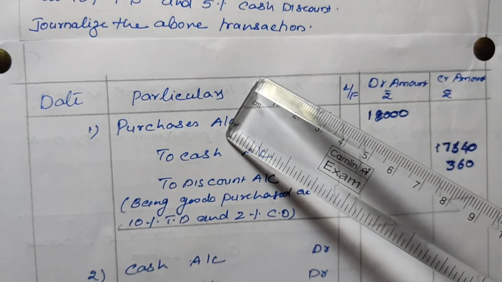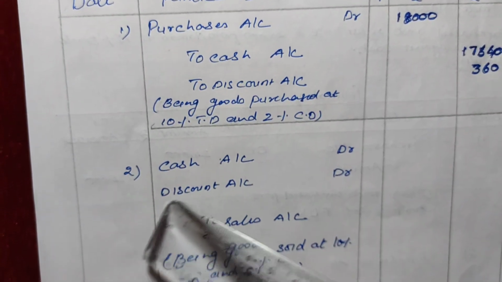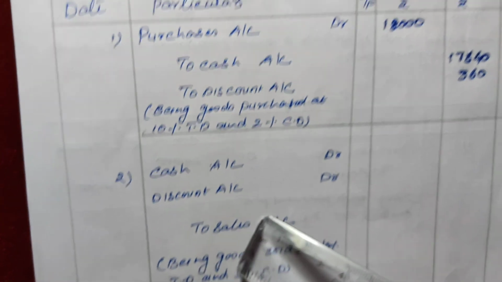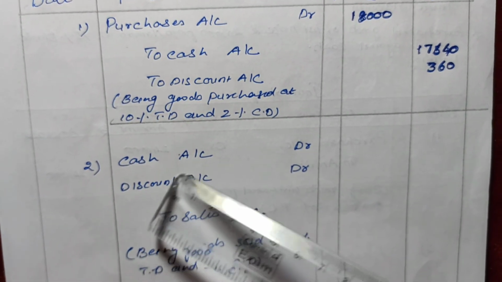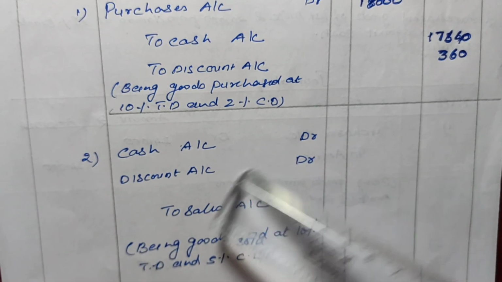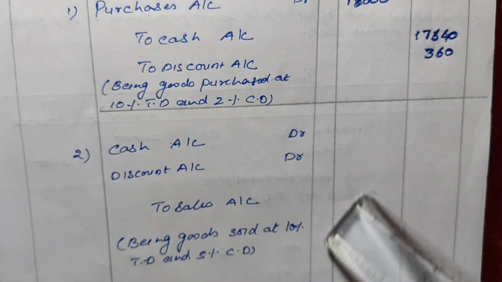Our entry here will be cash account debit, discount account debit to sales account. Since the goods are going out, sales will be credited, and we are receiving cash so cash will be debited, and discount is allowed so the discount will be debited. Now you have to fill in the amounts here.